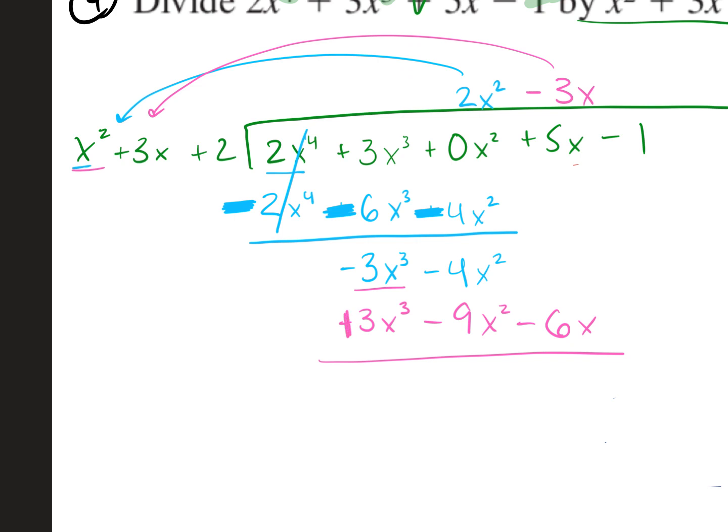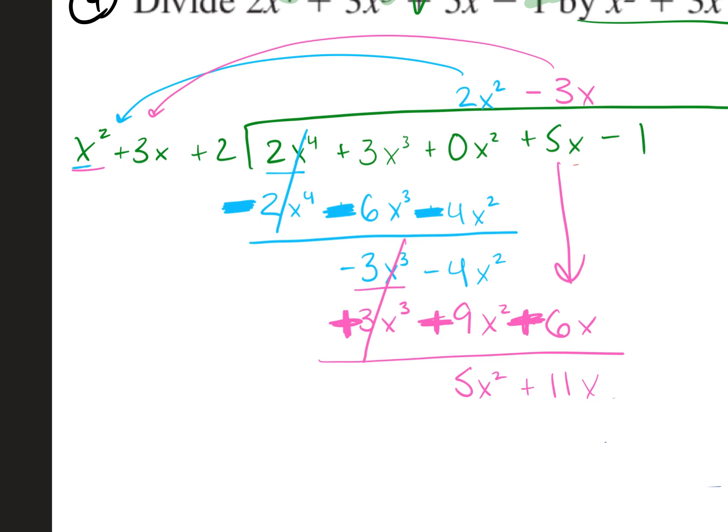Next step is change the signs and combine. 3x to the 3rd powers cancel. Negative 4x squared plus 9x squared would be 5x squared. And then 5x plus 6x would be 11x. So we're combining these two together.